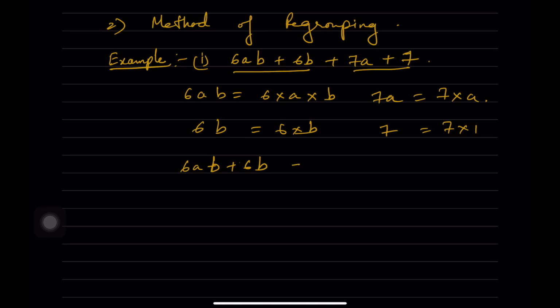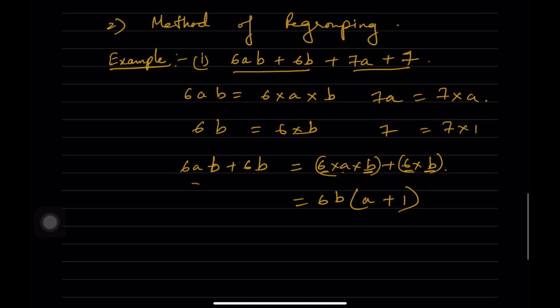Now write this as 6 into a into b plus 6 into b. What is common in these two? 6 and b are common in both of them, isn't it? So if I take 6b outside, what is left is a plus 1. So 6b is common, and we get a plus 1.